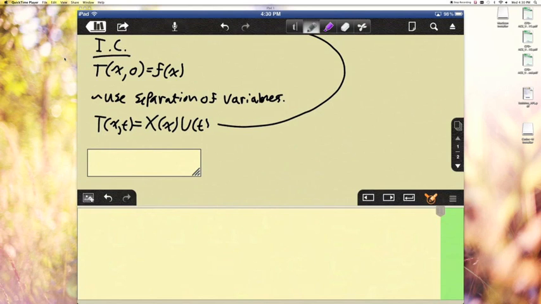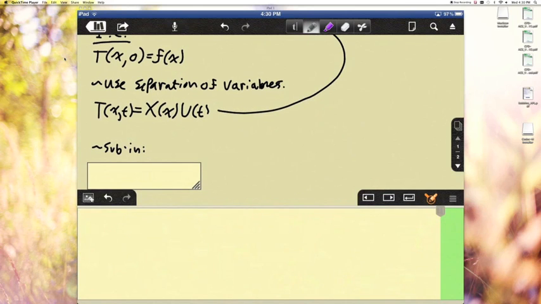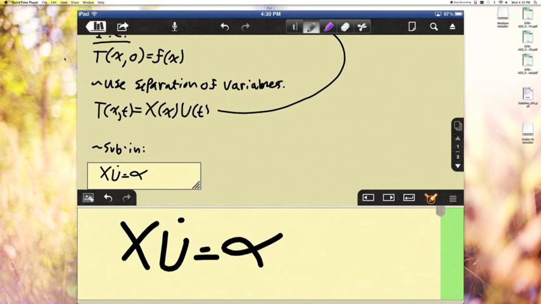In doing so, when we sub that in, what we wind up getting is capital X u dot, where that dot represents a derivative with respect to time. Since there's one dot, this means that it's del u del t. So it's u as a function of t, and then we take the derivative with respect to time. That's what that dot means for us. Then we have our alpha X double prime, where the double prime represents a double derivative with respect to the spatial coordinate x. And then we'll just have our u.